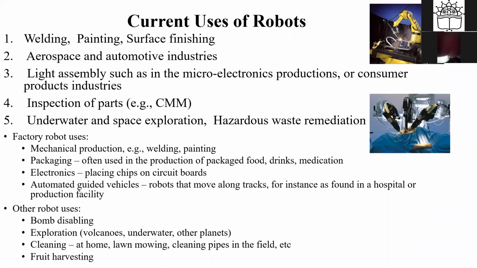Then automated guided vehicles, which will guide itself automatically, right? So over there also we are using robots. And the important robot uses are for bomb disassembling. We can defuse a bomb, we can disassemble a bomb using robot. We can explore volcanoes, we can explore underwater science, we can explore other planets using robot. For cleaning, maybe at home or maybe at any other place, commercial place, we can have robots. For fruit harvesting, that is in agriculture also, we can use robots.